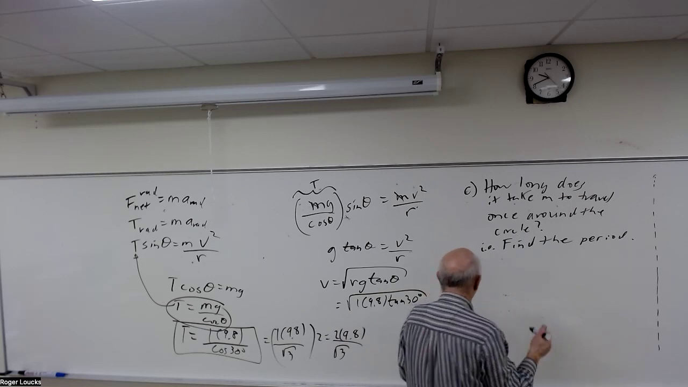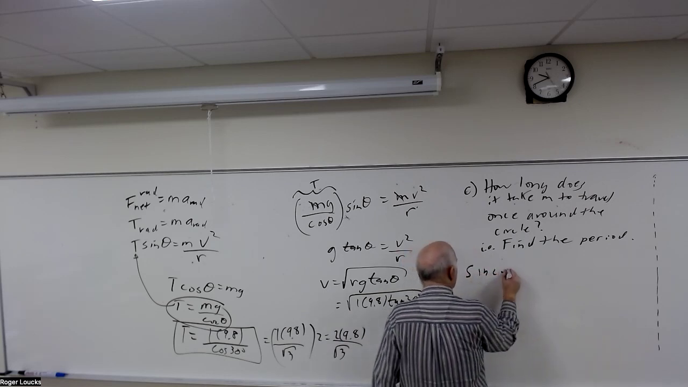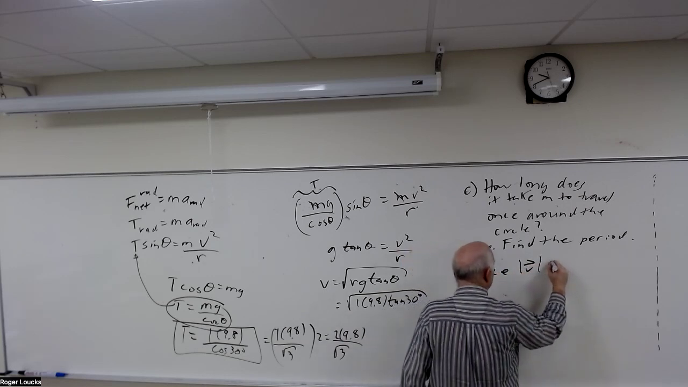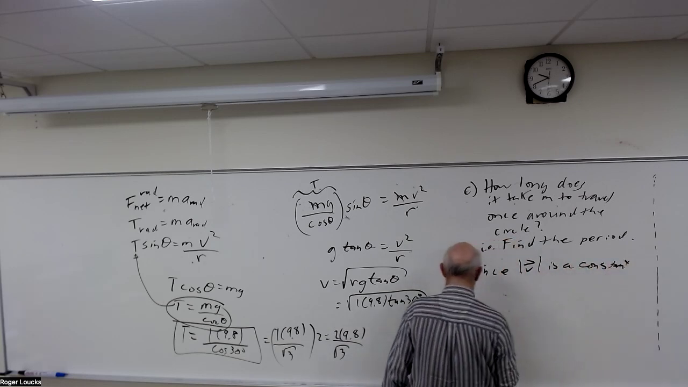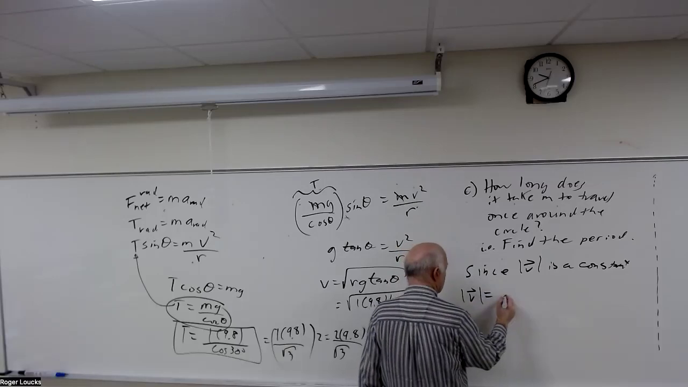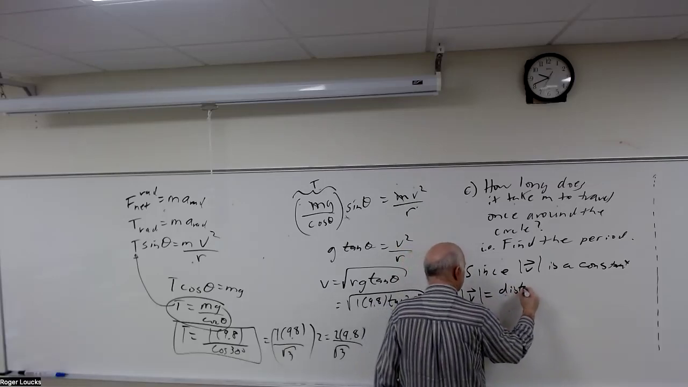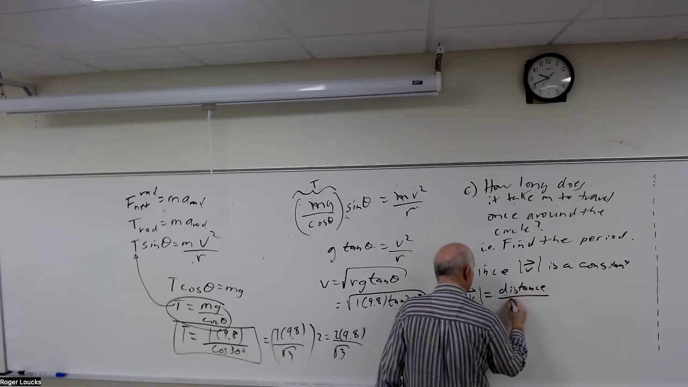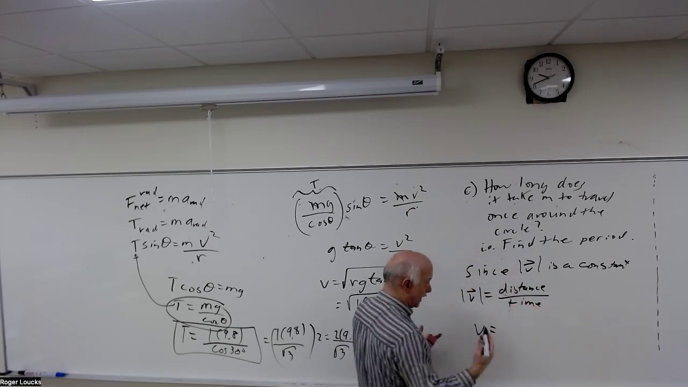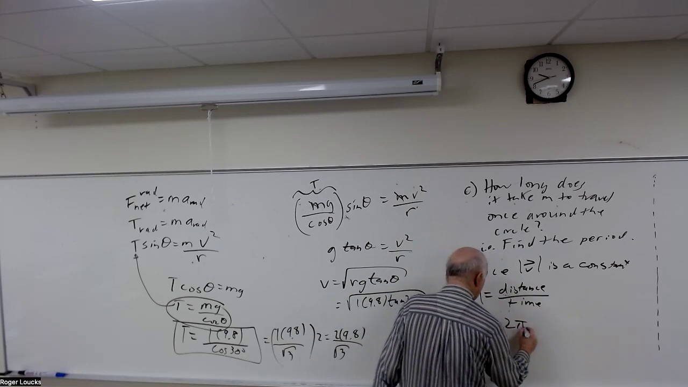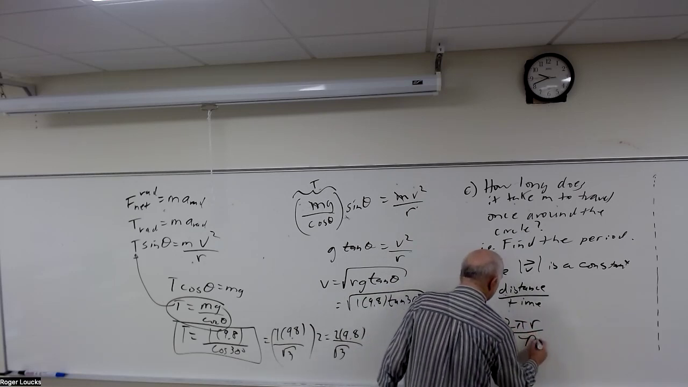Okay, so since the magnitude of v is a constant, I can say that the magnitude of v is going to be the distance over the time. So this v here is going to be 2 pi r over the period P.